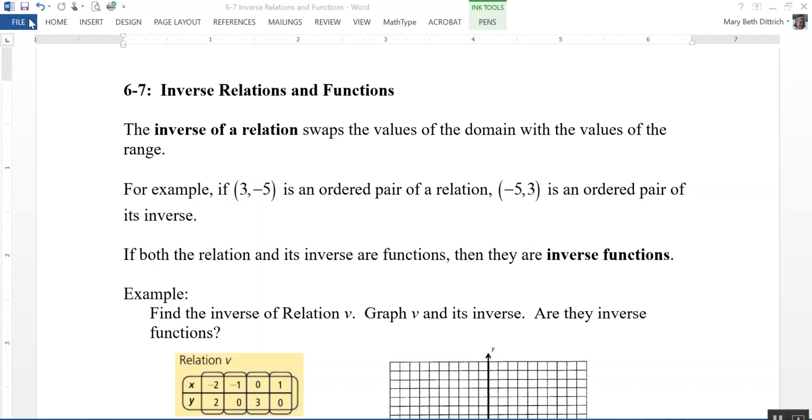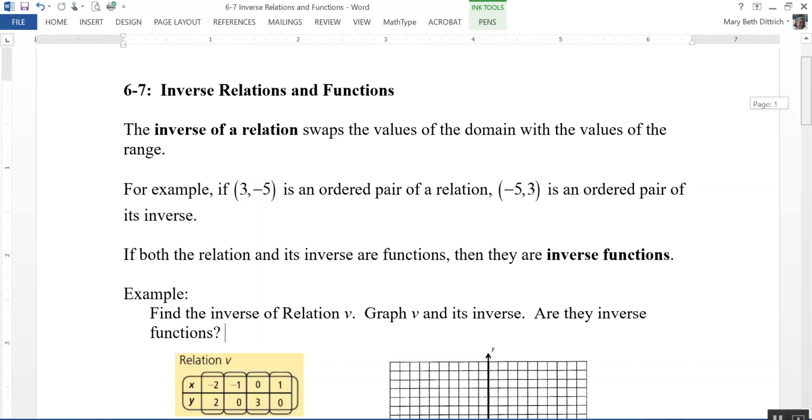Section 6.7 is on inverse relations and functions. The inverse of a relation swaps the values of the domain with the values of the range. For example, if the ordered pair (3, -5) is an ordered pair of a relation, then (-5, 3) is an ordered pair of its inverse. If both the relation and its inverse are functions, then they are called inverse functions.